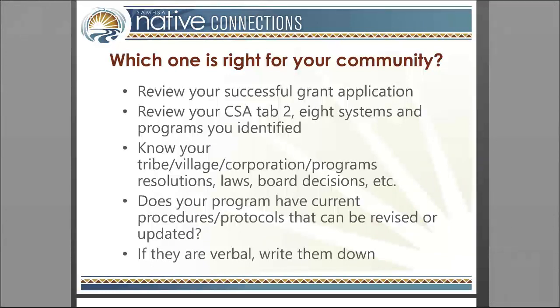So review your successful grant application. You may have already seen some examples of partners that have been identified in that application. Again, review your CSA Tab 2 to see a list of systems and programs you've already identified in that Excel database. Identify your existing tribe, village, corporation programs, resolutions, laws, and board decisions that already exist. And ask yourself, does your program have current procedures or protocols that can be revised or updated? And if you have any verbal procedures, protocols or policies, consider writing them down.